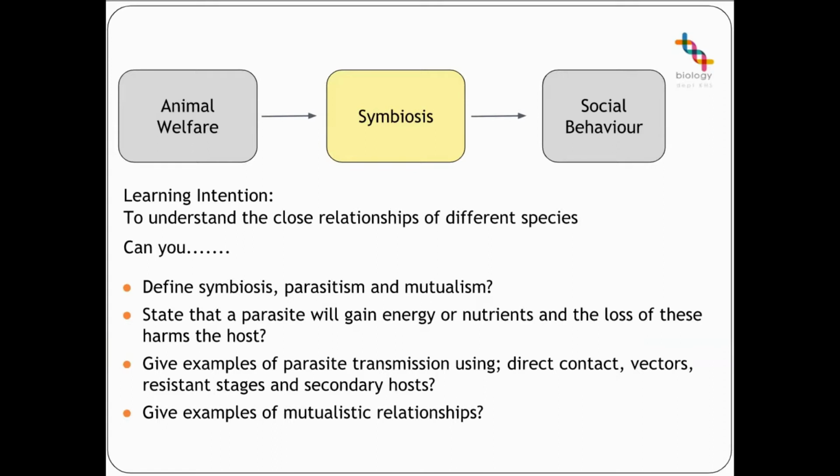Before we move on to look at social behaviour, which will focus more around the relationships of organisms of the same species. So what we're looking for you to do is understand the close relationships of different species. You need to be able to define the terms symbiosis, parasitism and mutualism. You need to be able to explain that a parasite will gain energy or nutrients and the loss of these will harm our host. You need to be able to give examples of parasite transmission which uses direct contact, vectors, resistant stages or secondary hosts. And you need to be able to give examples of mutualistic relationships.